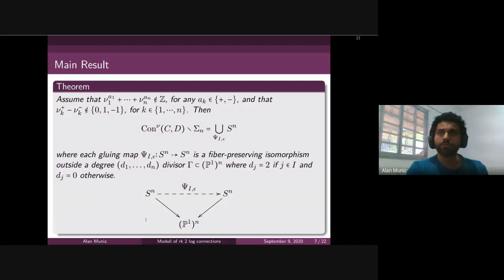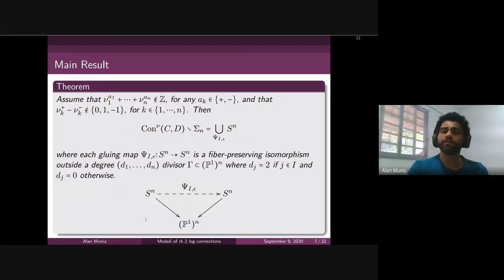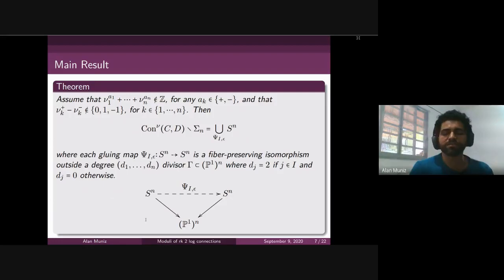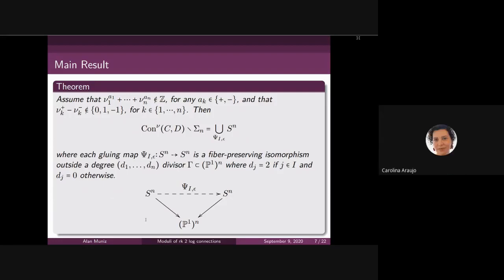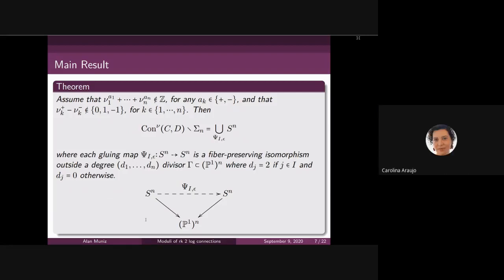Well, and Alan, can I ask a question? Sure. Is this moduli space irreducible? Yes, yes, I forgot to mention that. It's smooth, quasi-projective, irreducible. Okay, thank you.